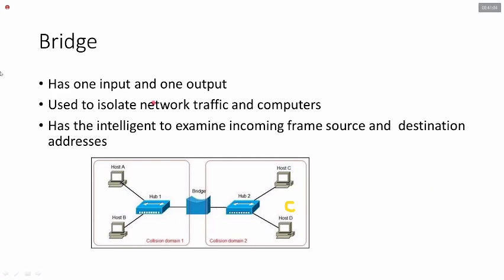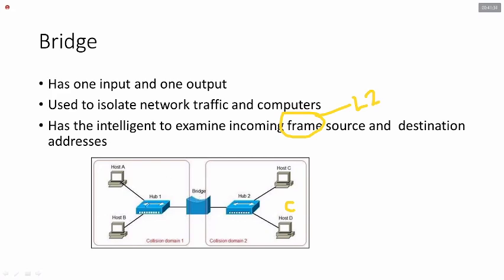It is used to isolate network traffic and computers. It has the intelligence to examine the incoming frame's source and destination addresses, right? Frames are usually layer 2, so frame means layer 2. So layer 2 addresses it can identify, right? Layer 2 means the next hop address and the source it can identify, right?